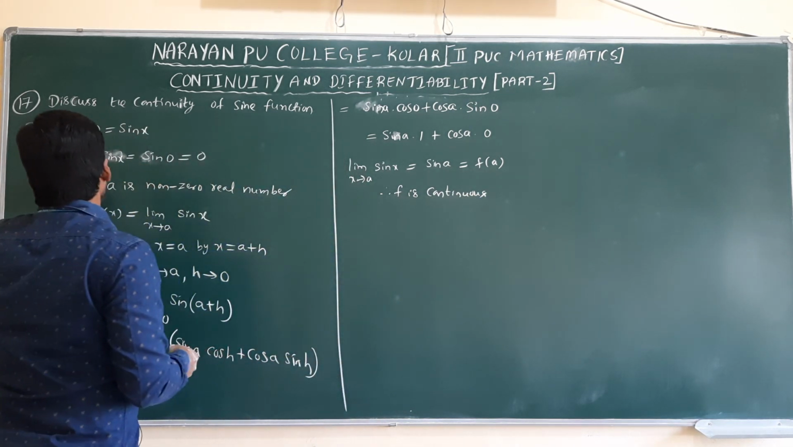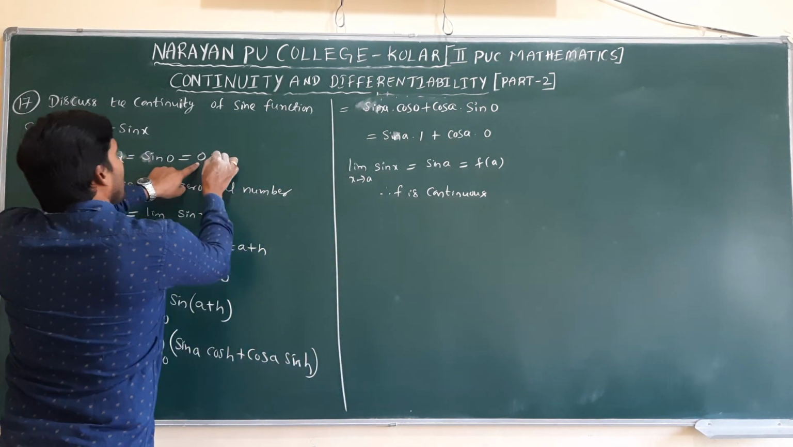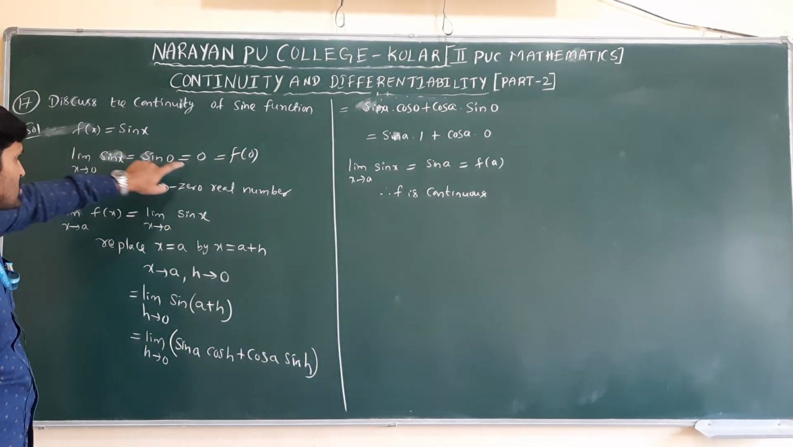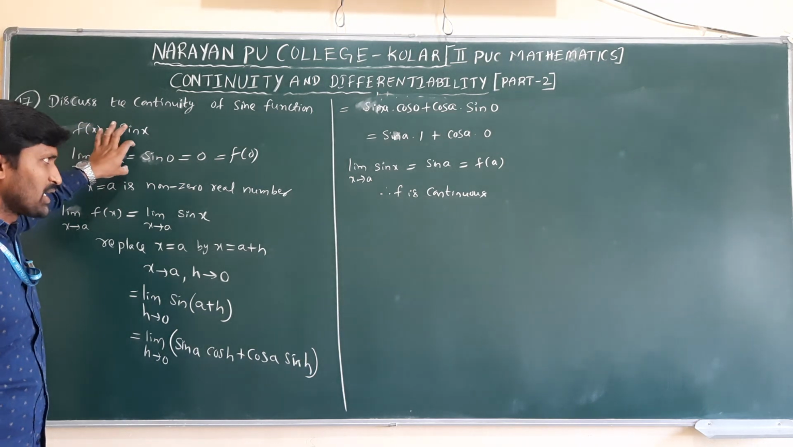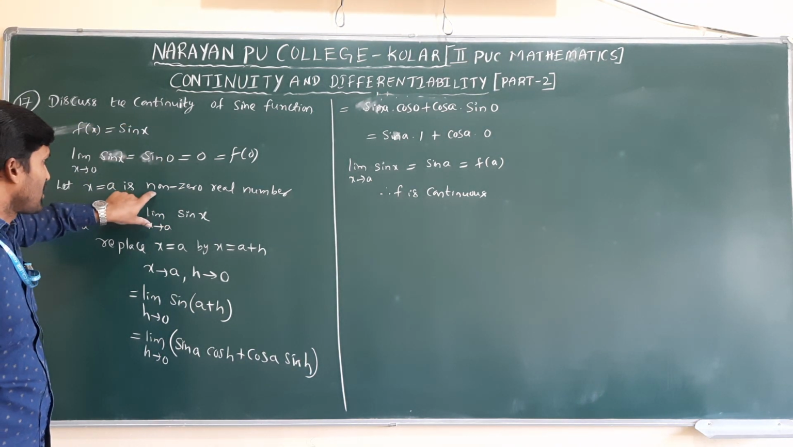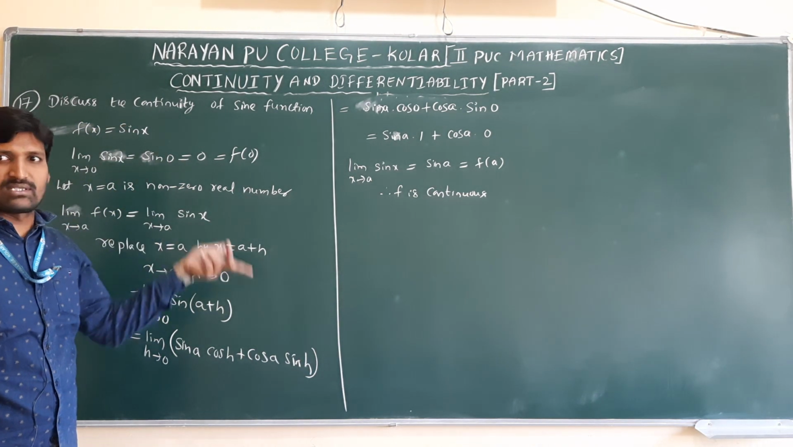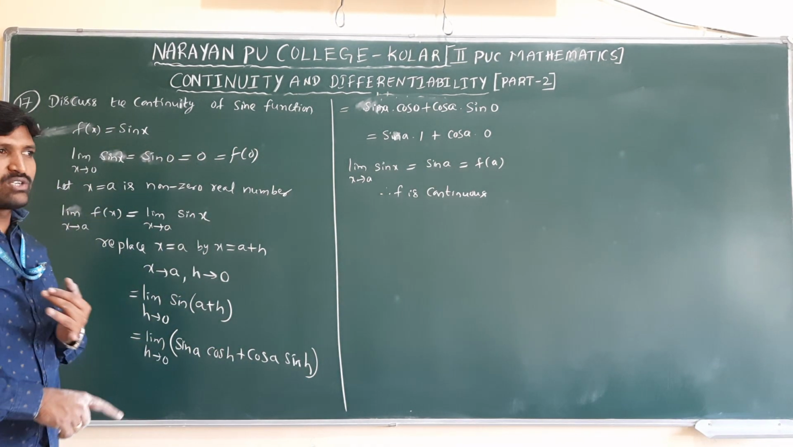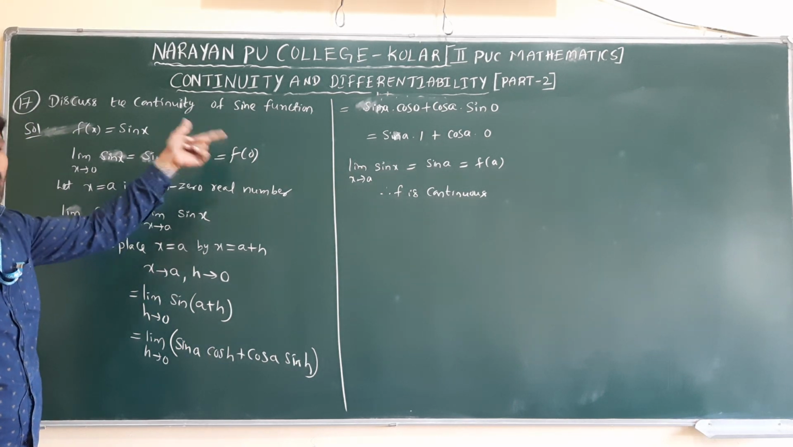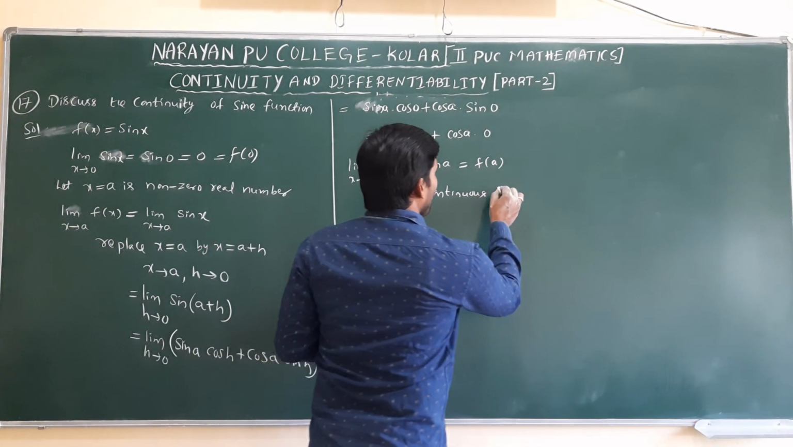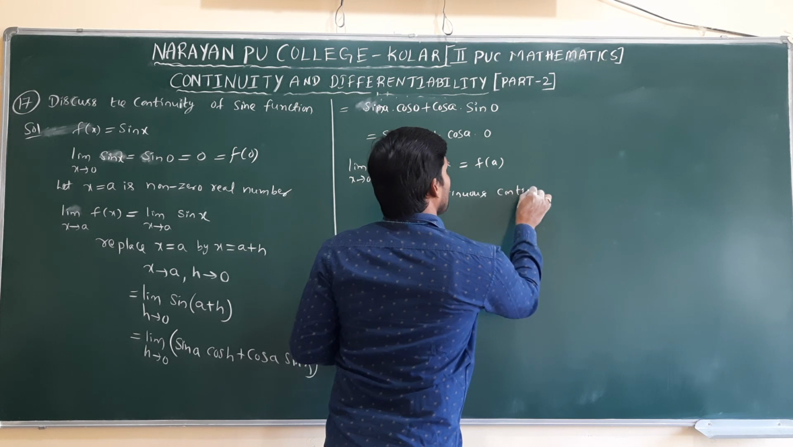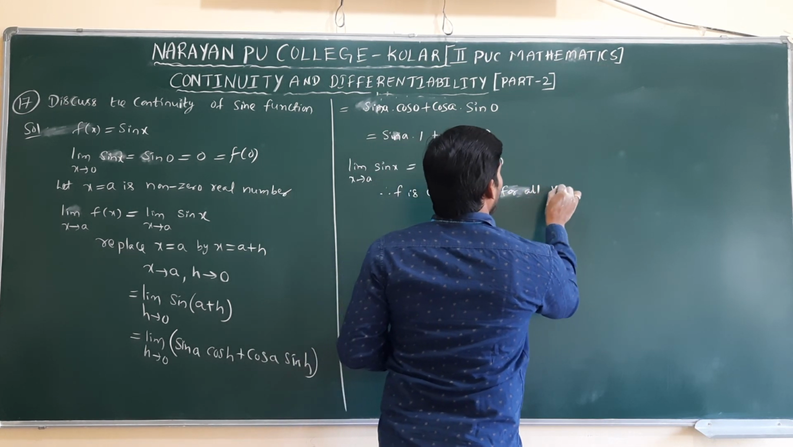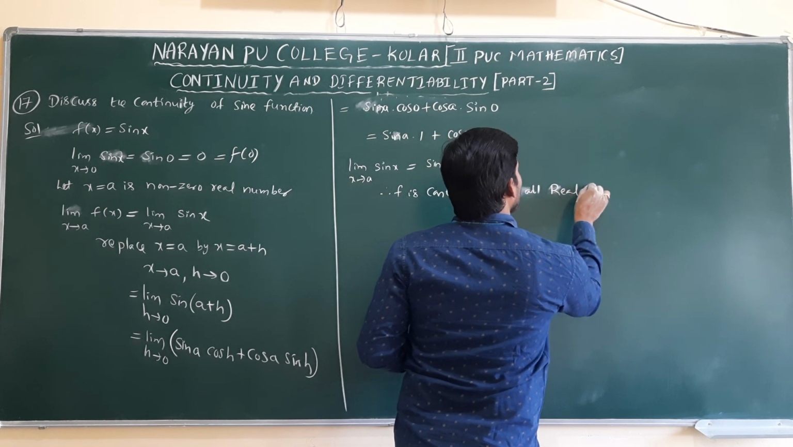Now the limit as x tends to 0 of sin x is 0, and f of 0 is also sin 0, which is 0. Same value. That's why f is continuous at 0, and it is also continuous at the non-zero real numbers. So for negative values it is continuous, for positive values it is continuous, and at 0 it is also continuous. Therefore, finally, f is continuous for all real numbers.